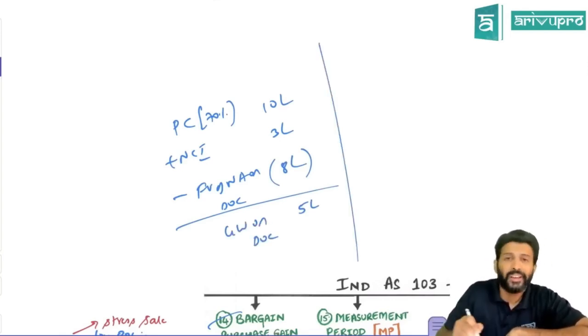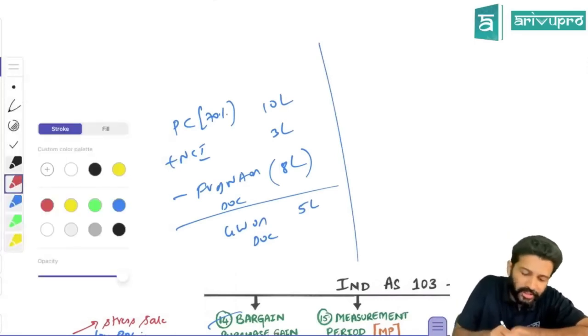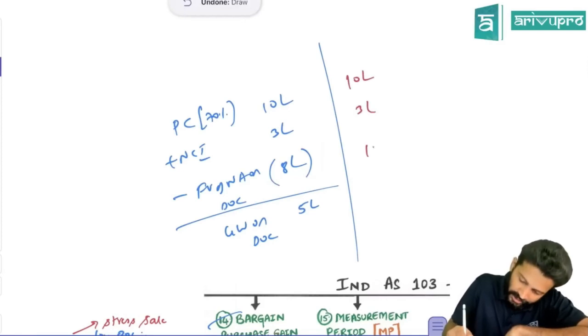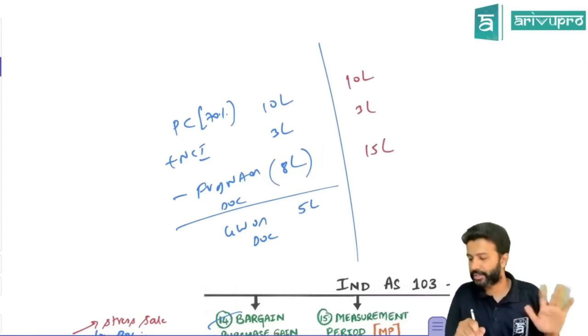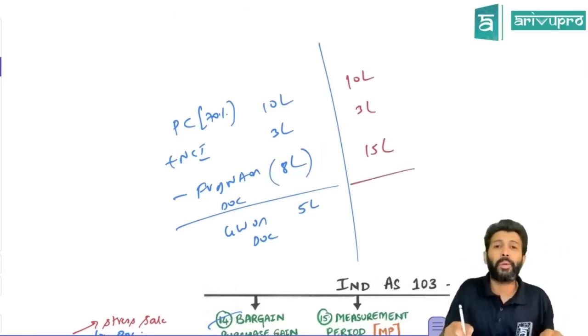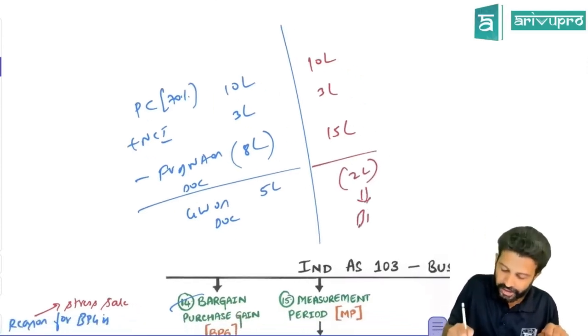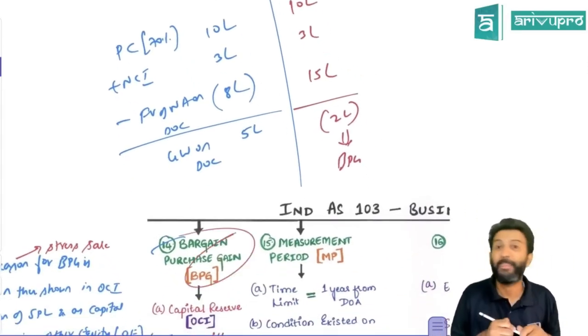Okay. Suppose I modify the numbers. Let's say this is the same 10 lakh, 3 lakh only. Fair value of net assets was not 8 lakh. Let's say it was 15 lakh. By chance, if it is 15 lakh, then are you getting a positive number or a negative number? You're getting a negative number of 2 lakh. That we call bargain purchase gain, or BPG.